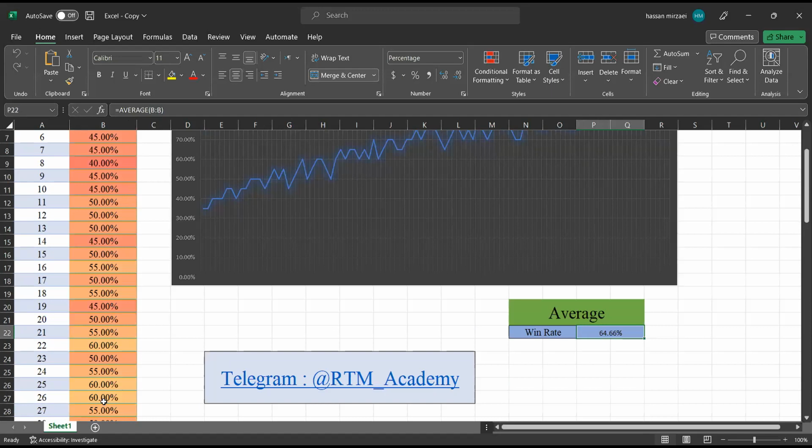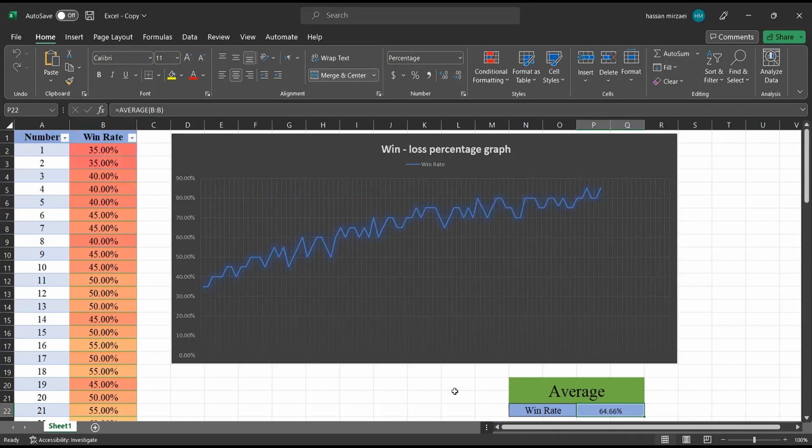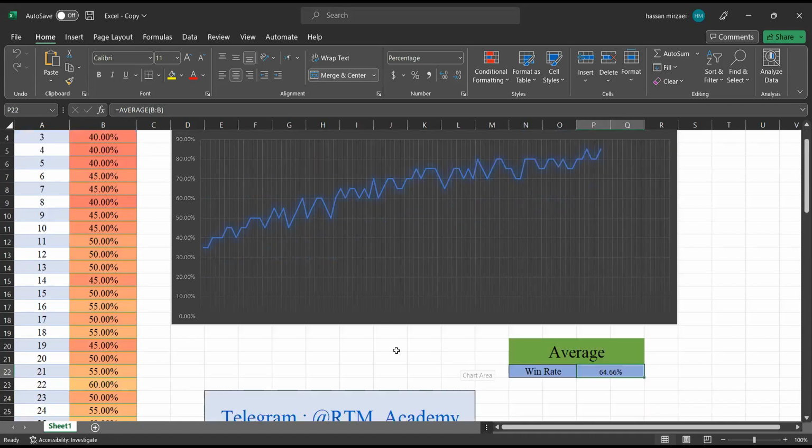When your average win rate gets more than 60%, you are allowed to join the market. You are allowed to have a live account with a little amount of money, and this is the way that you should do in order to be a trader.